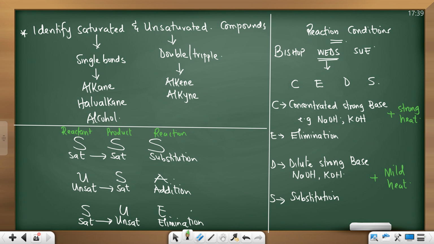So your first job is to check, am I substituting? Am I eliminating? By looking for whether it's saturated or unsaturated. Then I look at my reaction conditions. If it is elimination, it has to be concentrated base and strong heat. Or if it is substitution, then I say dilute strong base. I'll show you these things practically as we answer questions shortly.